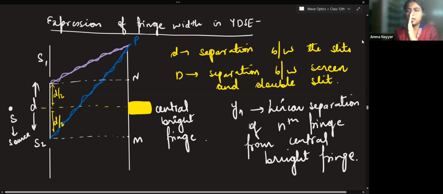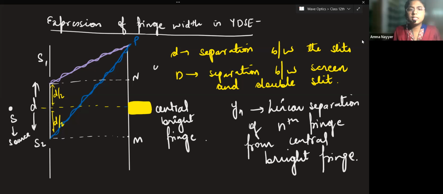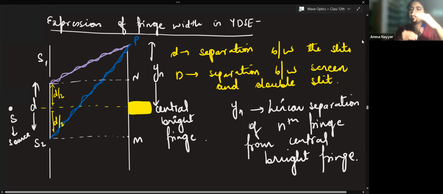From the central one, wherever you have to obtain. Fine, on the wall you will obtain a central bright fringe, and at any point, let's say I have taken this point P, both the waves are overlapping. So this is what I am trying to calculate. Let's say this is Yn right now, from the central bright fringe.